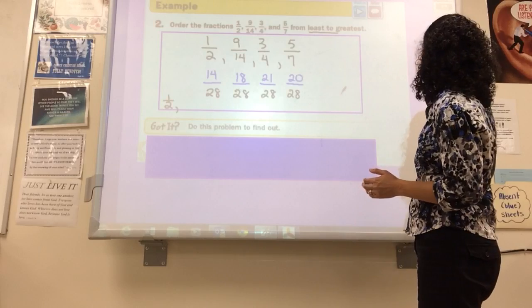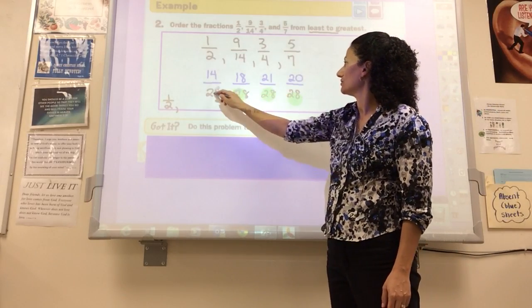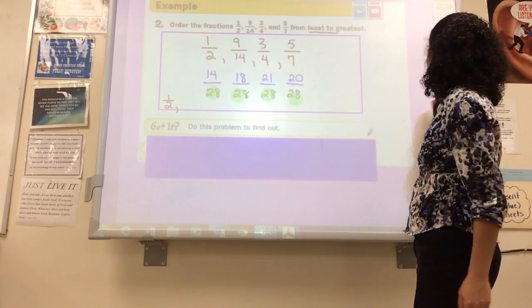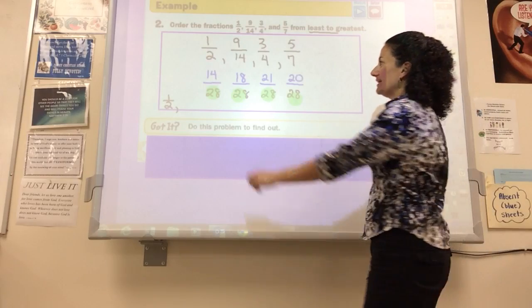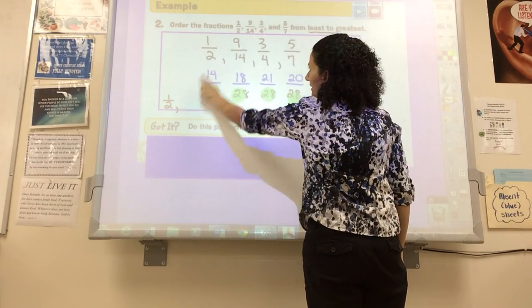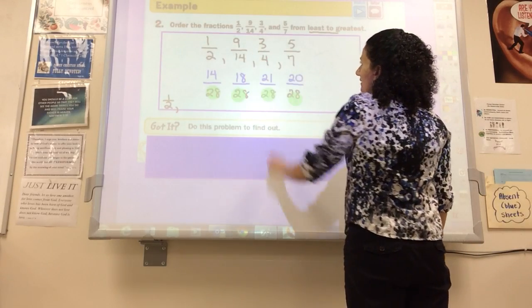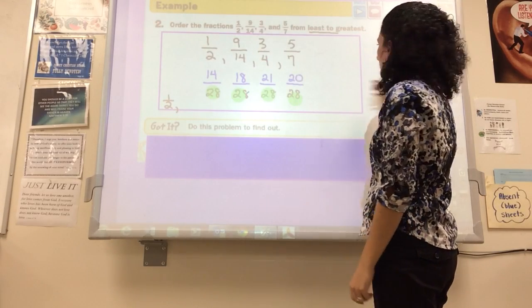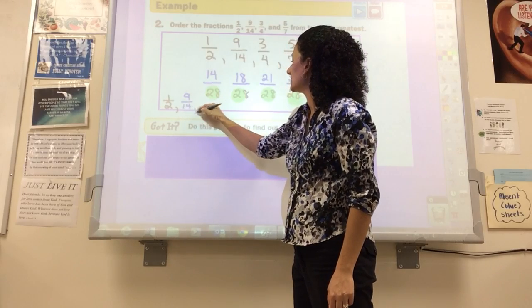Now that I have a common denominator, all my denominators are the same. All I have to do is simply look at my numerators and order them. We already knew 1/2 was going to be the smallest. And here we see the next smallest is 9/14. So let's write our answer here, and let's go back to the original numbers.